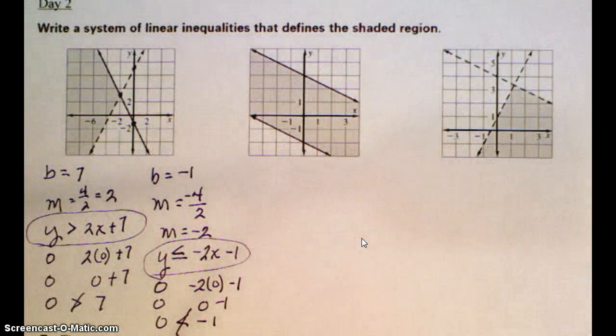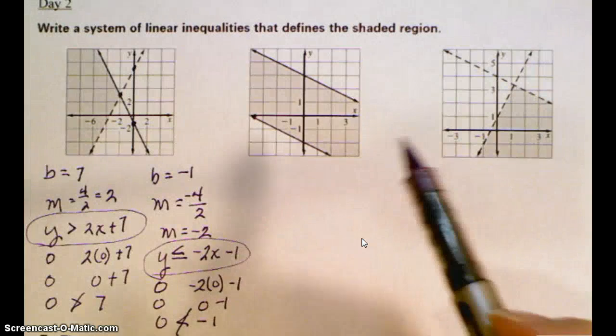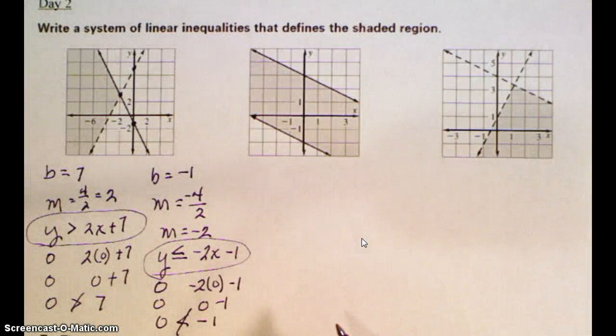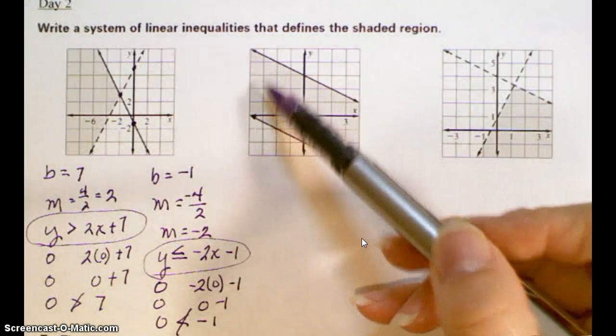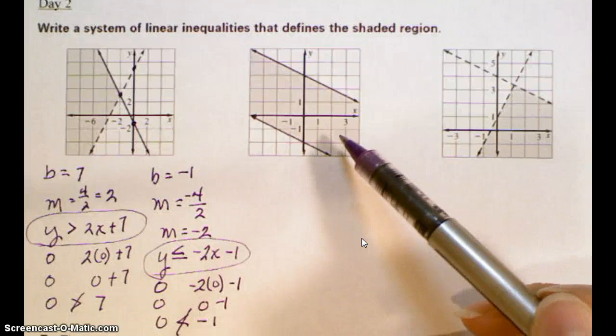Okay, let's look at number 2, or the second one. Notice that we have parallel lines, so my slopes should be the same, but my y-intercepts are different. But look at the shading. So the solution to this system would be everything in between the lines.